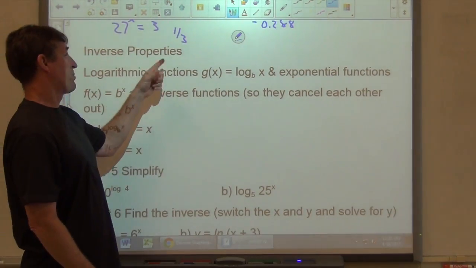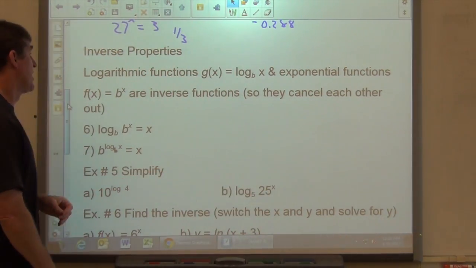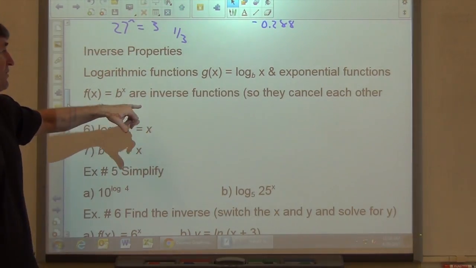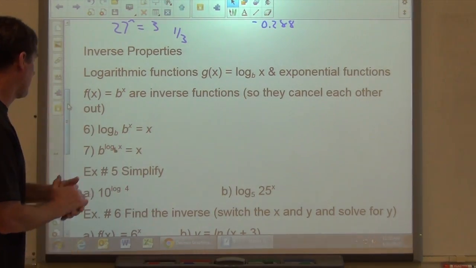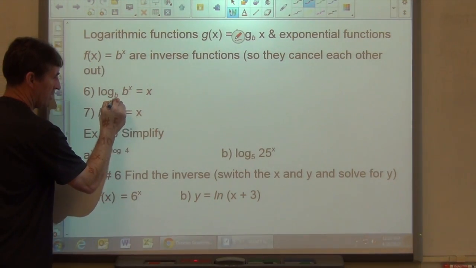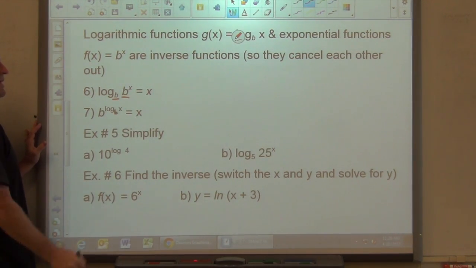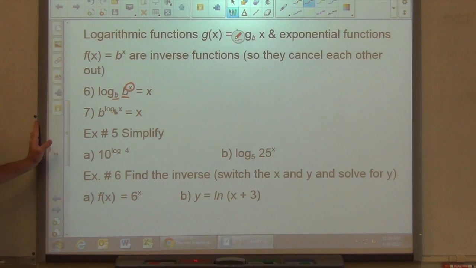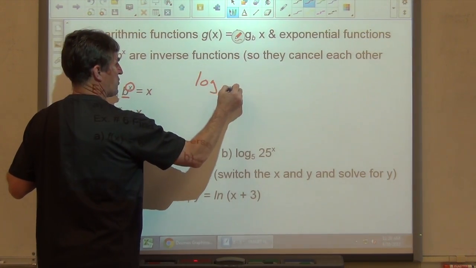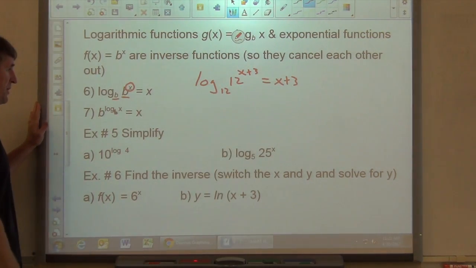So inverse properties. We talked about inverses on 5-6, and that's why we put that before 6-3. Logarithmic functions and exponential functions are inverse functions, so they cancel each other out. That leads to some other special cases. If our base is the same as what we're taking the logarithm of, then our answer is whatever that exponent is. So if I have log base 12 of 12 to the x plus 3, my answer is that exponent, x plus 3.